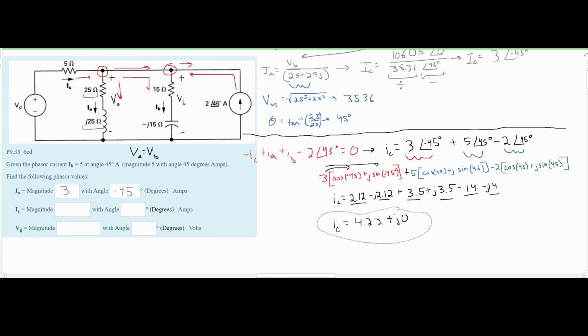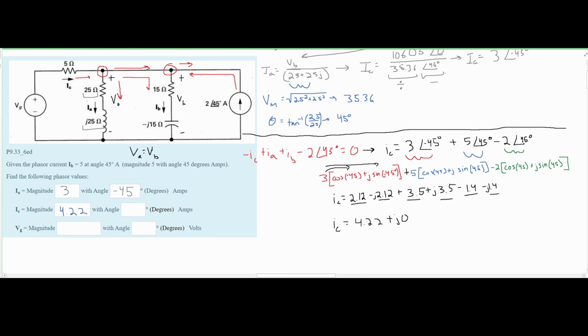We just need to convert it back into the phasor form, I think it's called, where we have the magnitude and our angle. To convert it back to our phasor form, we're going to have the square root of our first part squared plus our second part, which is the imaginary number, squared. If we do that, we're just going to get 4.22 as well.